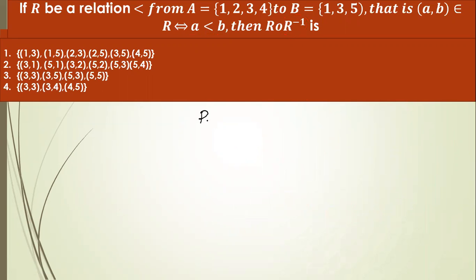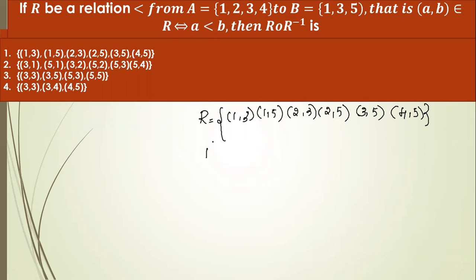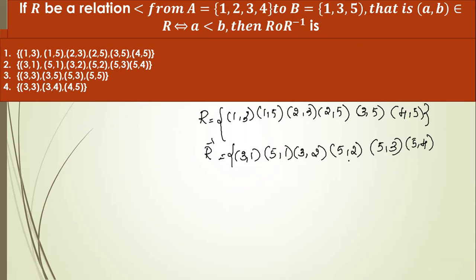Okay, R has (1,3), (1,5), (2,3), (2,5), (3,5), (4,5). And R inverse is (3,1), (5,1), (3,2), (5,2), (5,3), (5,4). Okay, so R composition R inverse.